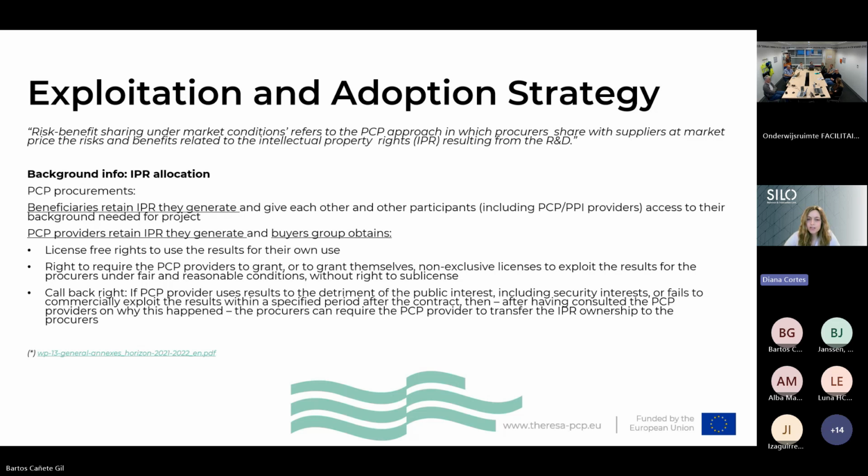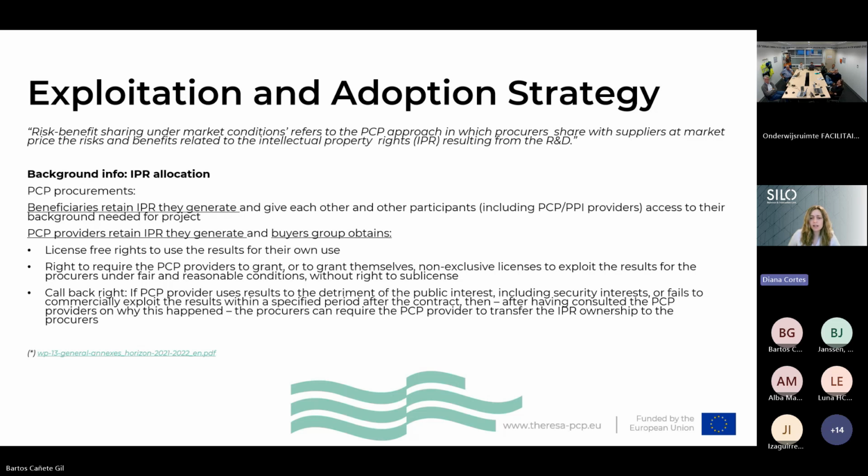In return, the buyers group is granted several important rights. The first one is a royalty-free license to use the results for their own internal purposes. And the second one is the right to request or to grant themselves non-exclusive licenses to exploit the results under fair and reasonable conditions. There is also a public interest safeguard known as callback right. This mechanism will only be applied in exceptional circumstances, for example, if the results are used against the public interest or if they are not commercially exploited within the agreed time frame.